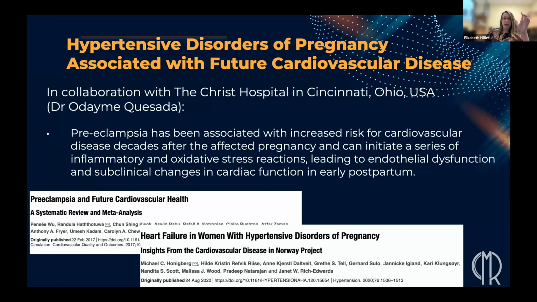Just for a little bit of background, I won't belabor this, but preeclampsia is a hot topic right now. It's been associated with increased risk for cardiovascular disease, either within the decade or even decades after the affected pregnancy. The underlying pathophysiology of this is unclear, but it could be related to some inflammatory oxidative stress reactions, ultimately leading to endothelial dysfunction and microvascular dysfunction long term. And there have been some seminal papers published on this.